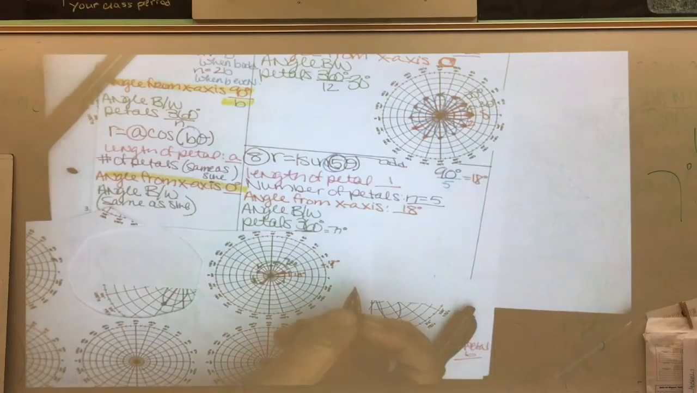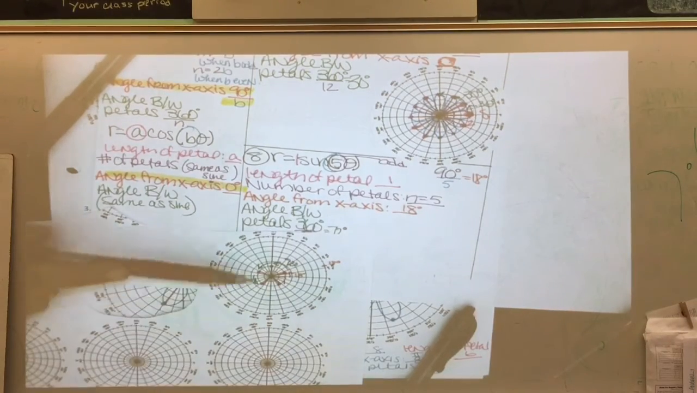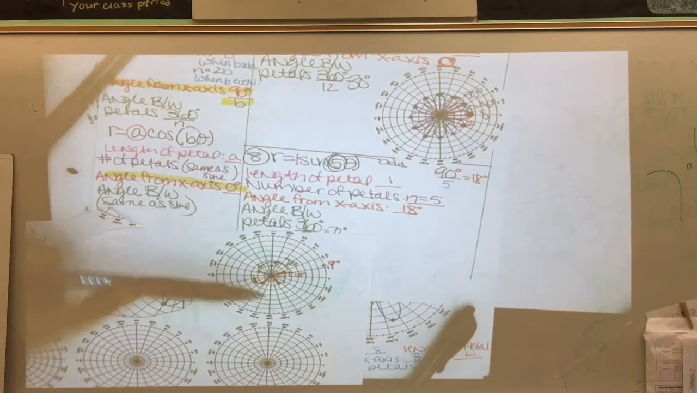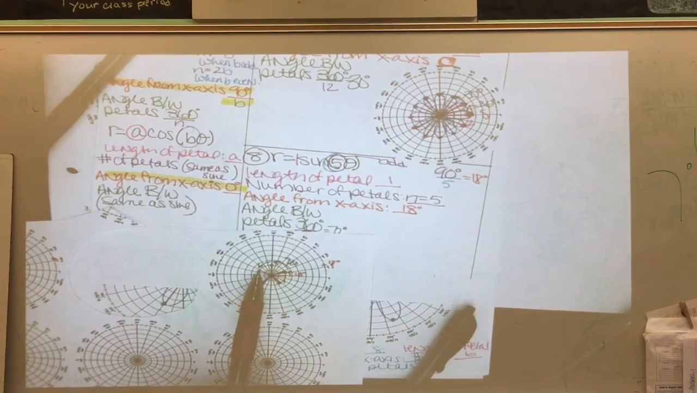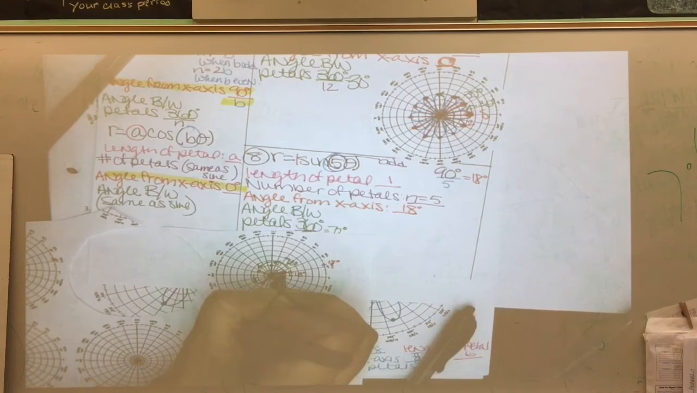Okay, and then if you do this correctly, you should see that it's a reflection over the y-axis. So this one over the y-axis, it looks like a mirror image. So you can verify that you did it correctly. And then you can connect with your petals.